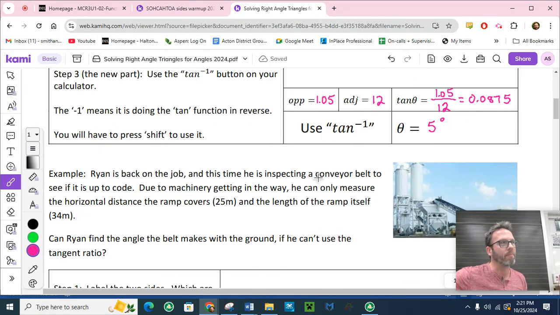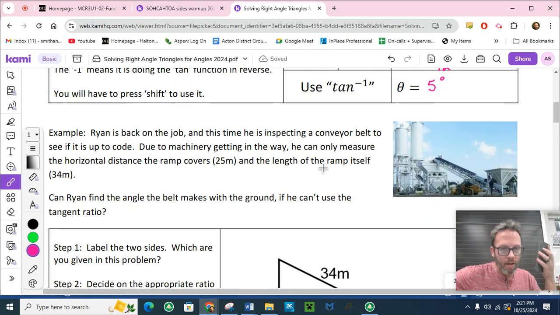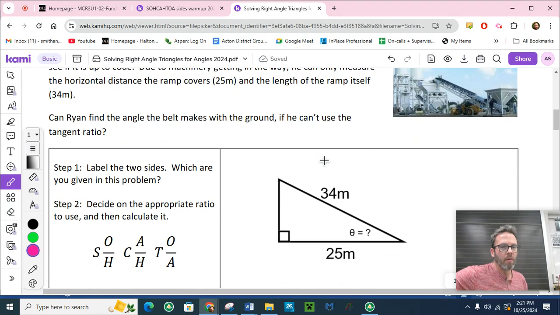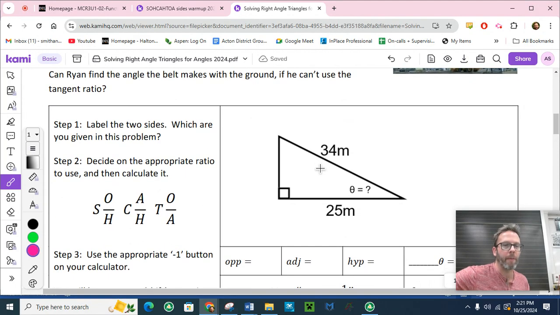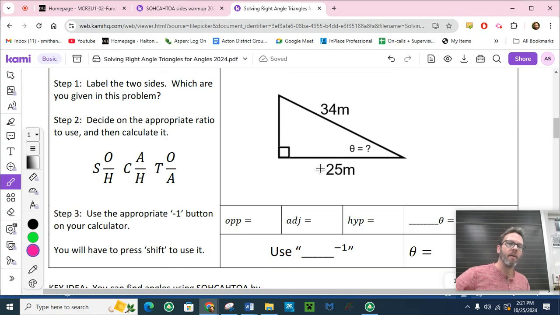Can you guys try this one? Ryan's back on the job. He needs to determine the angle that his conveyor belt makes with the ground. He can only make certain measurements, but he can't use the tangent ratio, he needs to use something different. So can you guys choose the appropriate ratio and follow the structure that I provided? I'm going to do a tour. If you didn't get 5 in the previous one, you flag me down, and I will help you make sure you know how to get the angle. This is your chance.